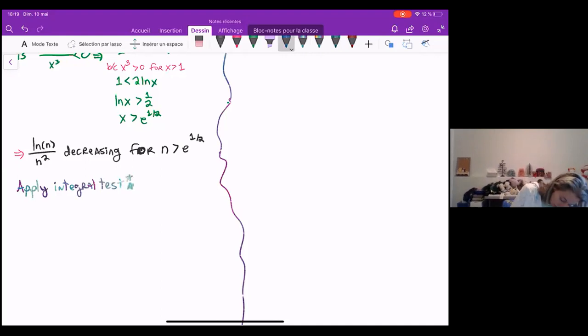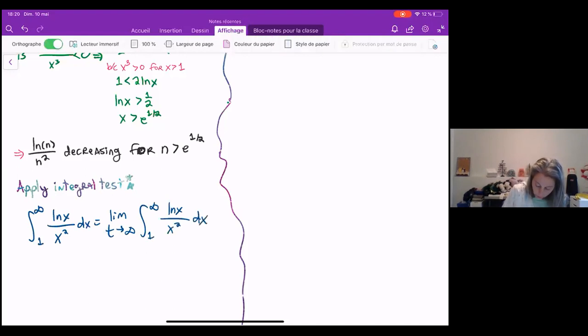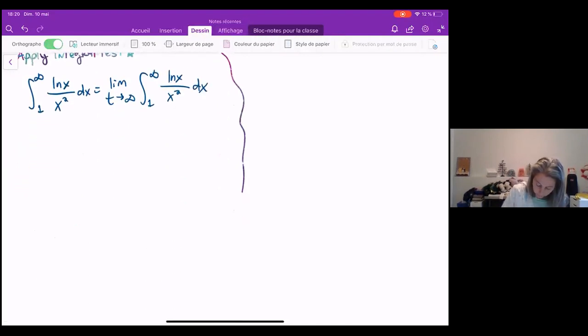And we end up with the integral from 1 to infinity of ln x over x squared dx. I'm actually going to immediately write this one as a limit. Limit as t approaches infinity of the integral from 1 to t of ln x over x squared dx. We're going to do the indefinite integral.